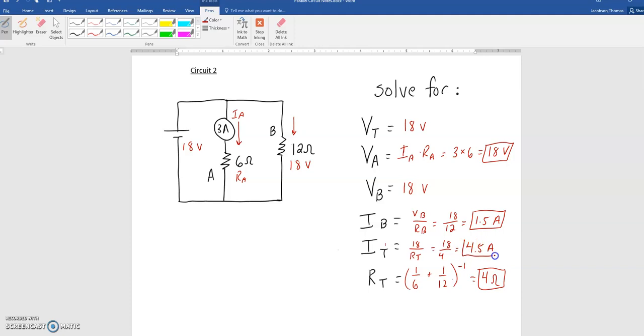And if we look, I get 1.5 amps going through B, and I get 3 amps going through A, and if I do 3 plus 1.5, I do get the 4.5 amps total coming out of the battery. So I can be confident that I'm correct.